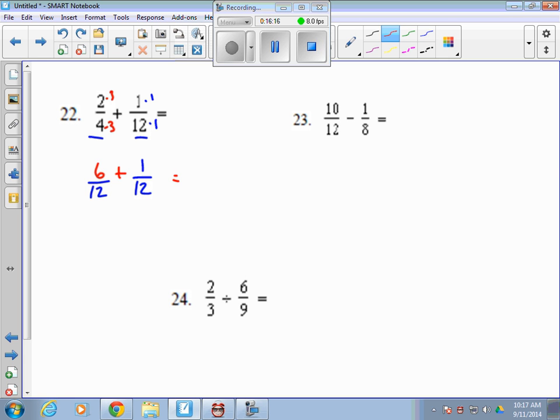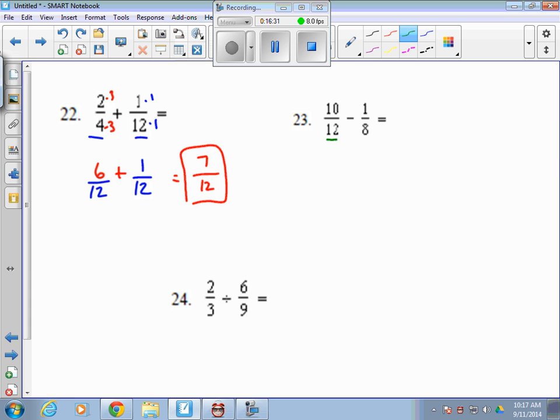Keep that common denominator 12 and add straight across. 6 plus 1 is 7. There's no number that goes into both 7 and 12. Your fraction is simplified. For number 23, again, anytime you add or subtract, you need like denominators.